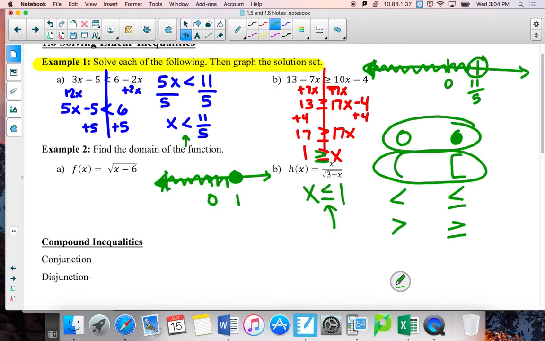Okay, and I think that's all we're going to cover together. If you want a nice review of finding domains, you guys can do example 2 on your own. Hopefully you feel confident on doing that since our last lesson. And then we'll come back and talk about compound inequalities and all of those word problems that I skipped.